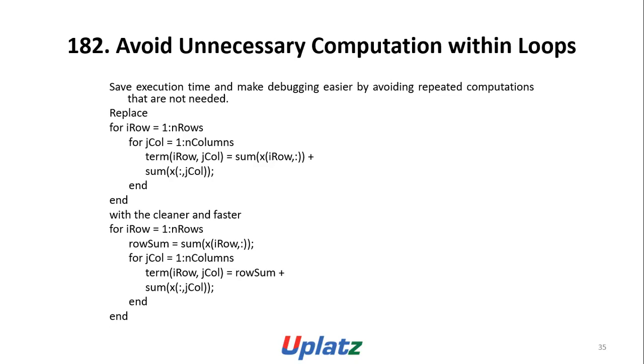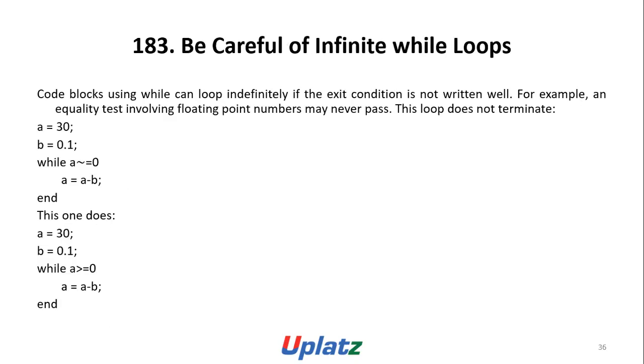Replace for i = 1:nRows, for j = 1:nColumns, term(i,rows,j,column) = sum(x(rows,i:)) + sum(x(:,j:column)), with the clearer and faster: for i = 1:nRows, rowSum = sum(x(row i,:)), for j = 1:nColumns, term(i,j) = rowSum + sum(x(:,j)). Be careful of infinite while loops.